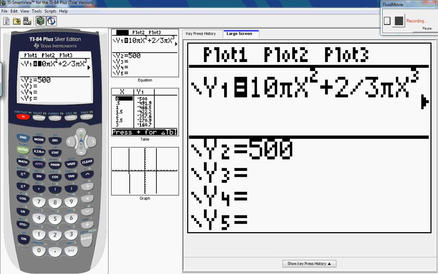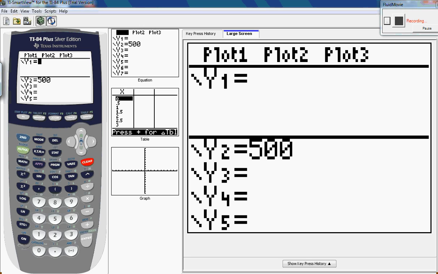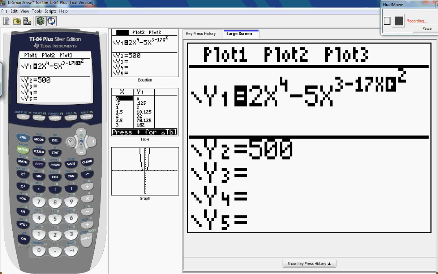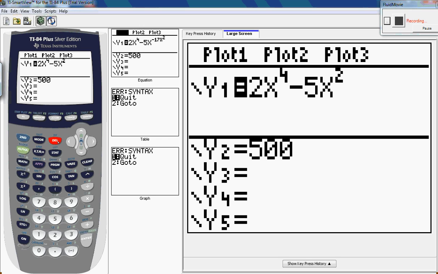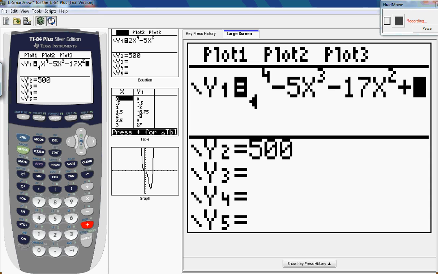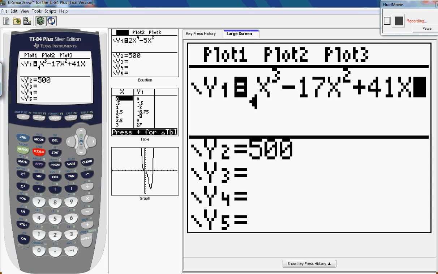So under y equals, we'll clear out what we have. And under y equals, we'll plug in the polynomial function for question number 9, which is 2x to the 4th minus 5x cubed minus 17x squared, and I always do that. This should be cubed, sorry about that. And we have minus 17x squared plus 41x minus 21.